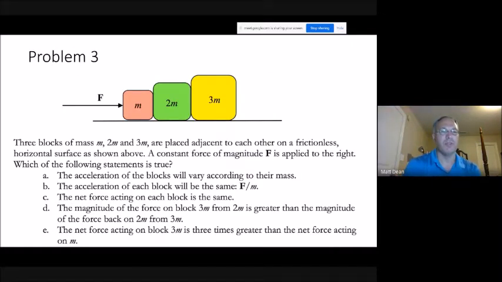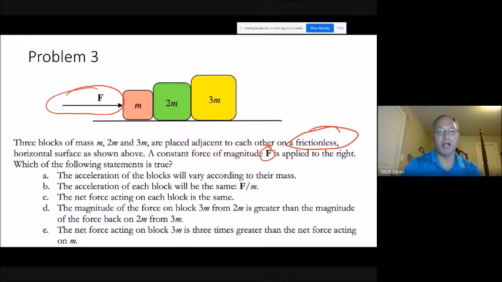So here's the first one. 3 blocks of mass M, 2M, and 3M are placed adjacent to each other on a frictionless, keyword frictionless, horizontal surface as shown. A constant force of magnitude F is applied to the right. So as you see here, we're pushing on the box M with a force of F. Which of the following statements is true?